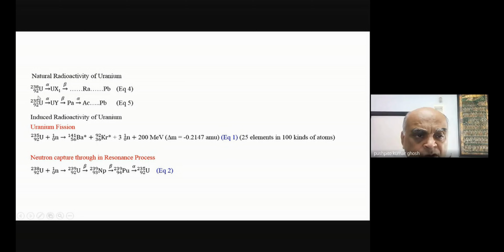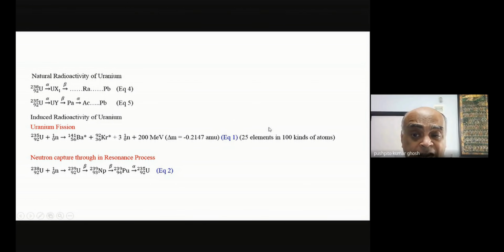Now, over here, the first two equations are basically natural radioactivity: how uranium-238 and how uranium-235 decay. These decays take place over a long period of time. That's not what we are talking about in a nuclear reactor. Induced radioactivity is what we discussed up till now: uranium-235 being struck by a neutron, splitting up into barium and krypton, releasing more neutrons, and this goes on.